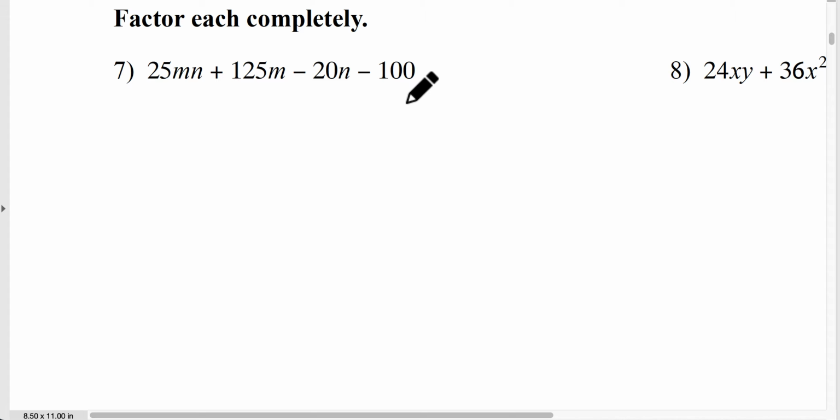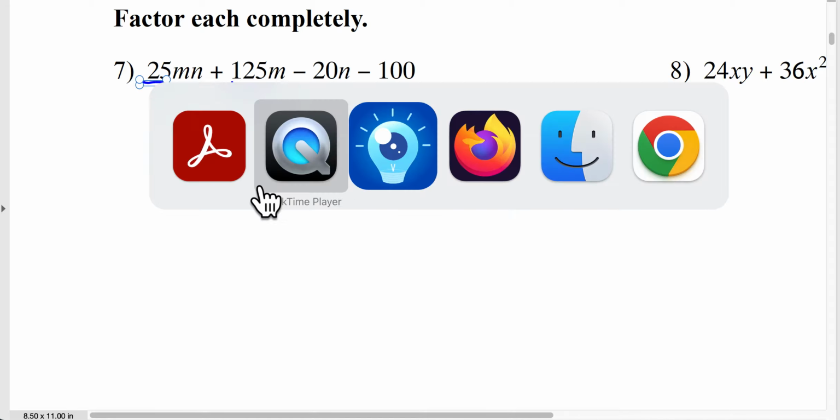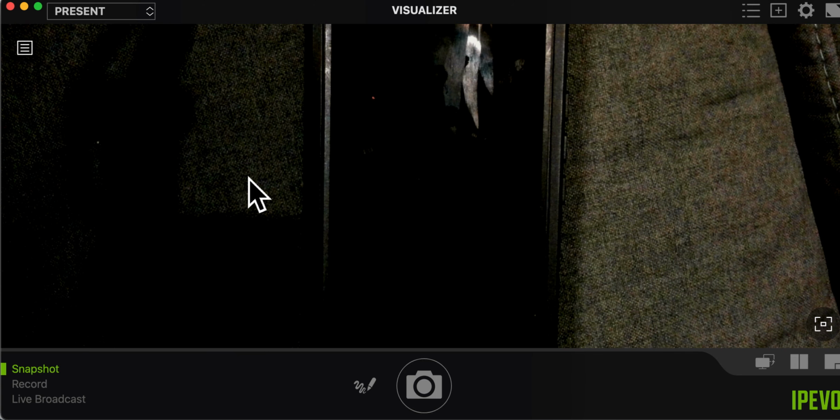I notice I have four terms here, so if it's four terms, I'm going to be doing it by what? By grouping. But before I do anything, I want to take the GCF of all of the terms, or at least check to see if we got one. So I'm looking at 25 and I'm looking at 125, and I want to see if I have a GCF of that. So from here, I'm just going to pop right over.